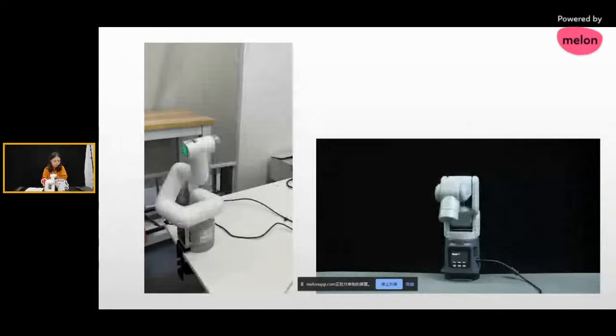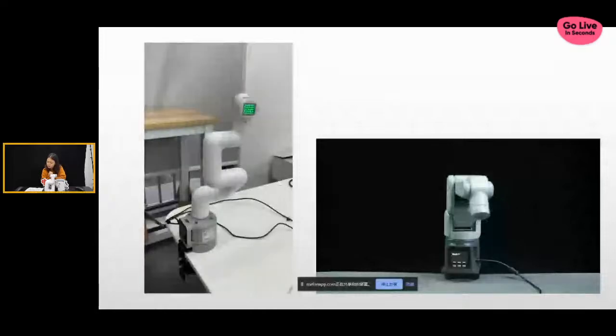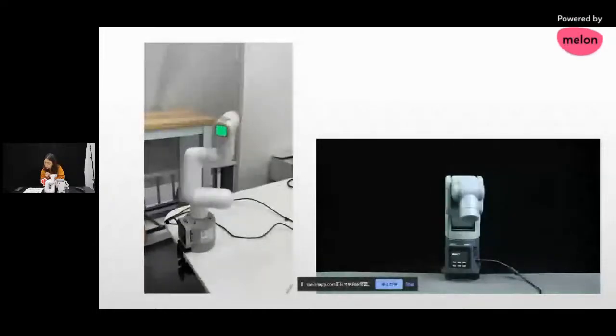So the last question: I want to buy two myCobots, one in the M5Stack version, one in the same. Sure.